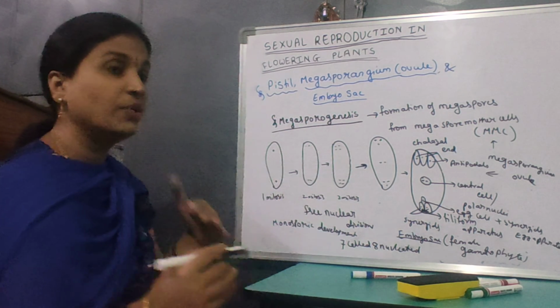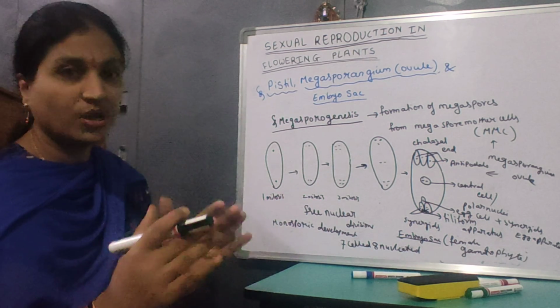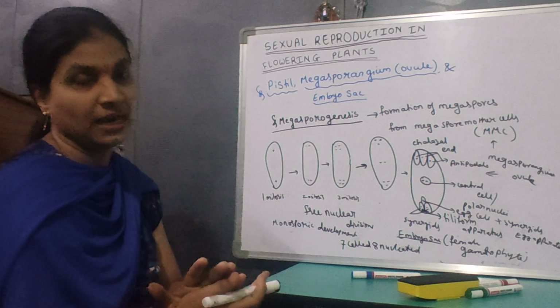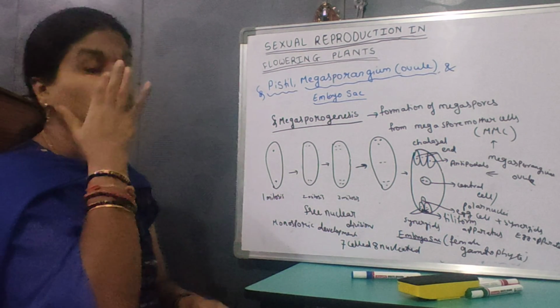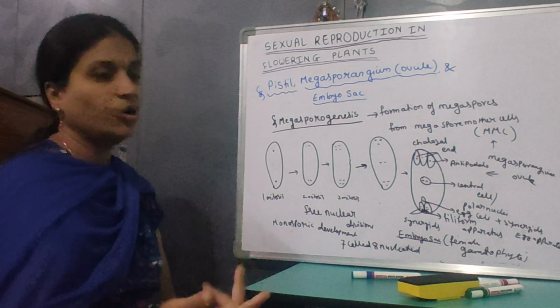So in the last video we studied the formation of the male gamete, and in this video we have studied the formation of the female gamete. In the next video we are going to study the transfer of the pollen grain from one flower to another flower, pollination.